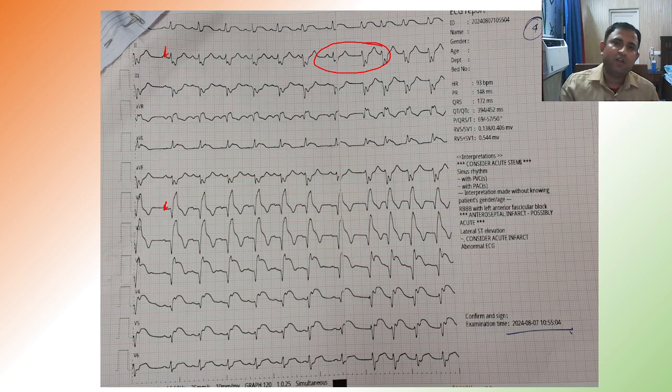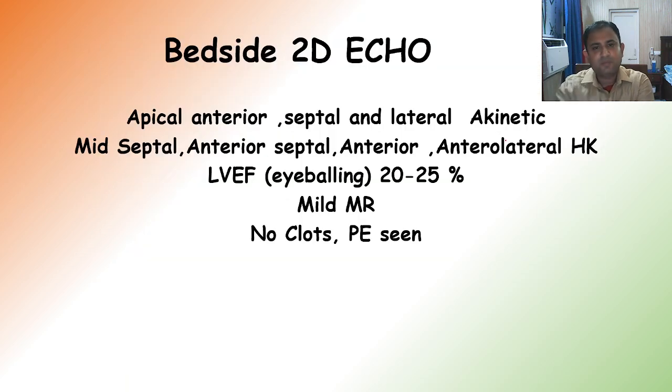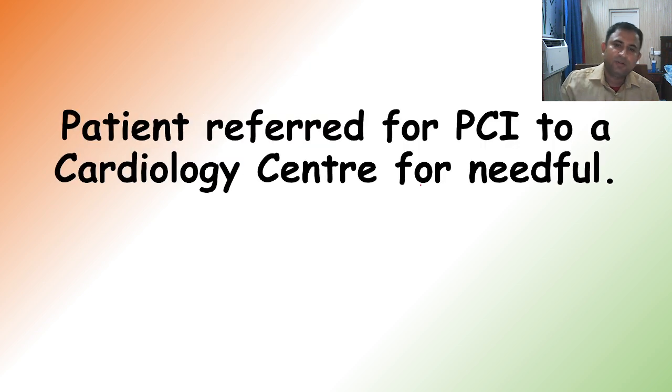So we kept the patient under observation for 18 hours. Subsequently, when the roads opened up after the rains, we sent the patient to a PCI capable center. But before we sent him off, we did a bedside 2D echo and found that he had a massive anterior wall MI as expected. His apical, anterior septal and lateral wall were already scarred and akinetic, whereas the mid septal, anterior septal and anterolateral were hypokinetic. LVEF was around 20%, there were no clots and no PE. So the patient was finally referred to a PCI capable center for further management.